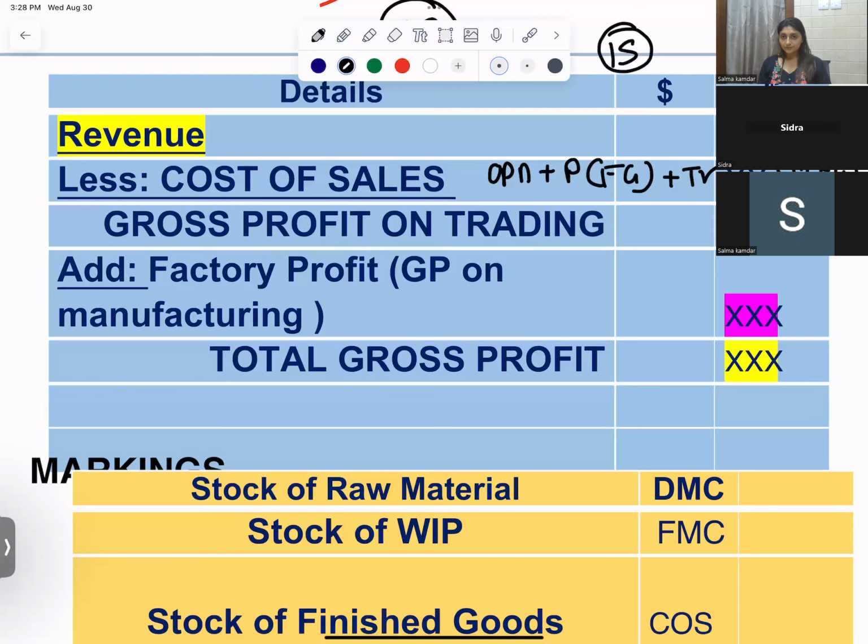Oh yeah, is that transfer value? So all the finished goods is always at the transfer value.